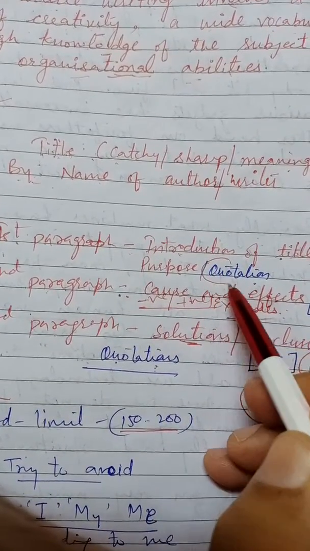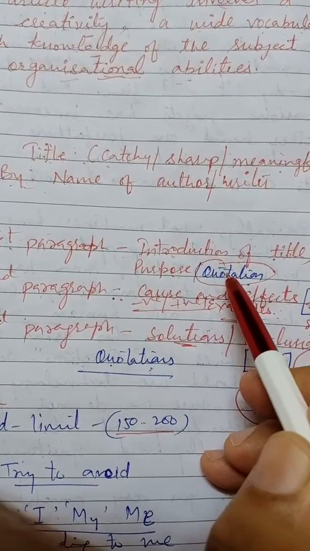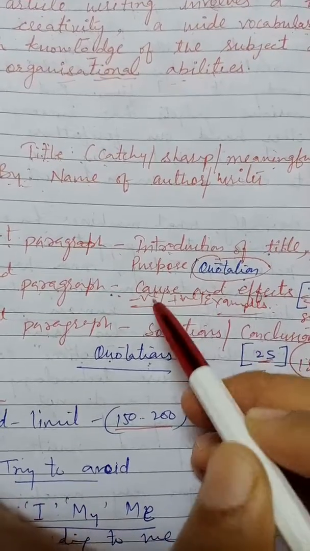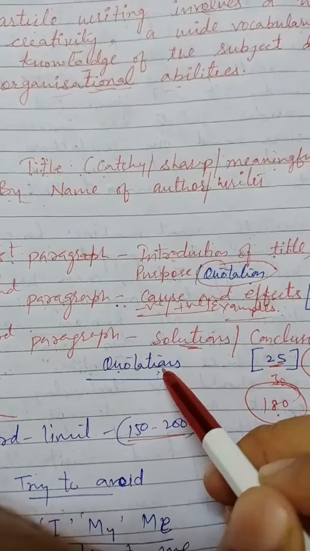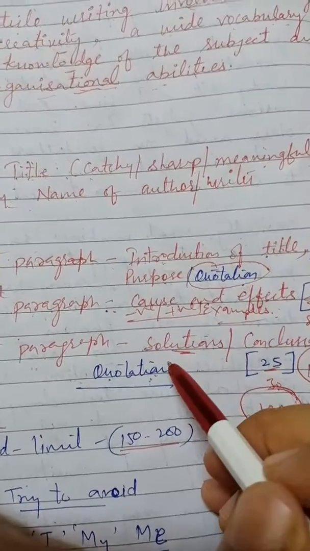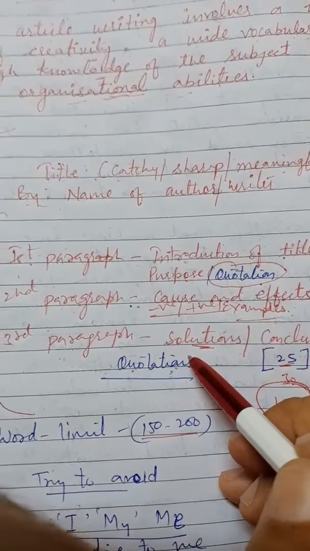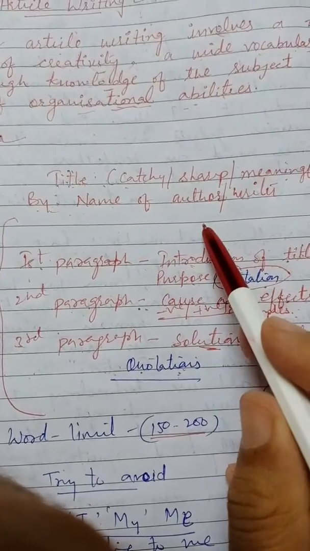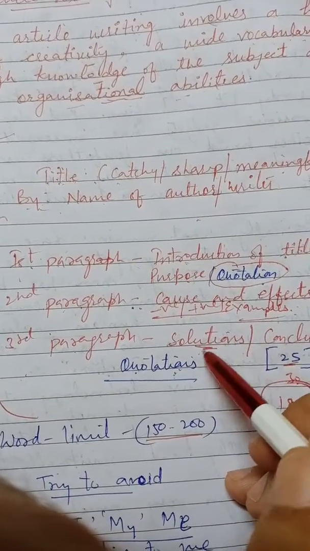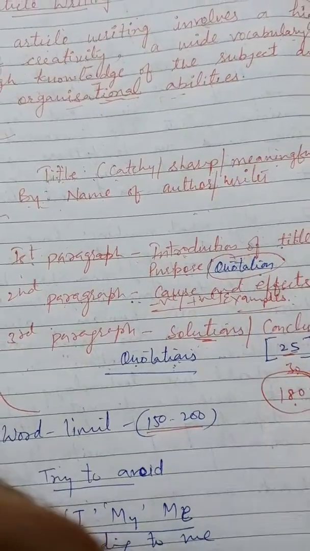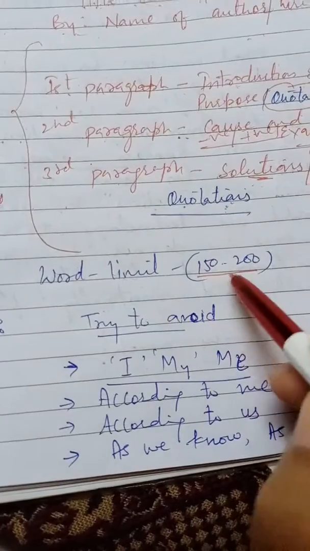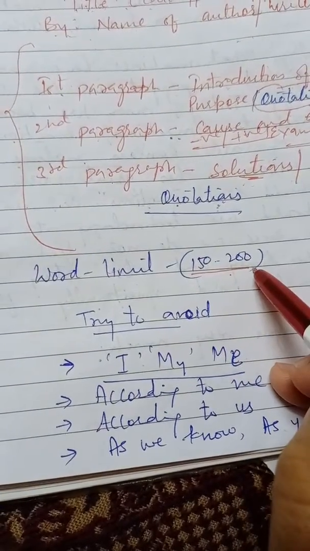In this, the main thing is quotations. If you start your article with a quotation and end with a quotation, it gives a very good impression to the examiner. So dear students, try to write your article by providing at least one quotation, either in the beginning or at the end of the article. Now, the word limit, as I told you, is 150 to 200.